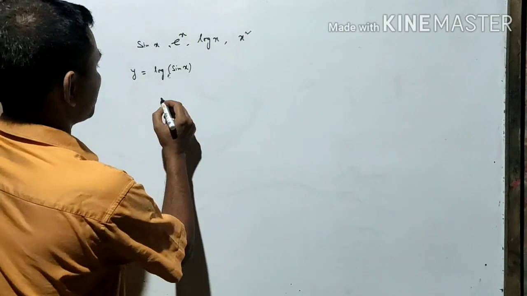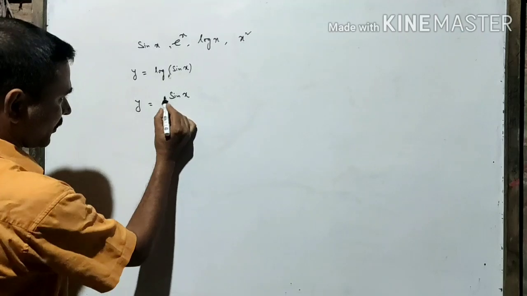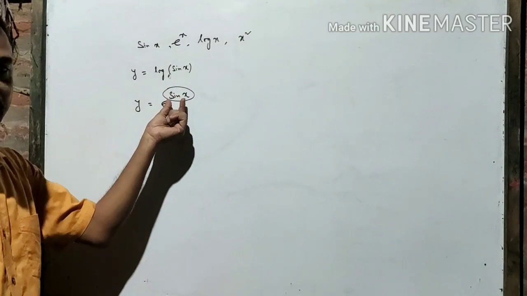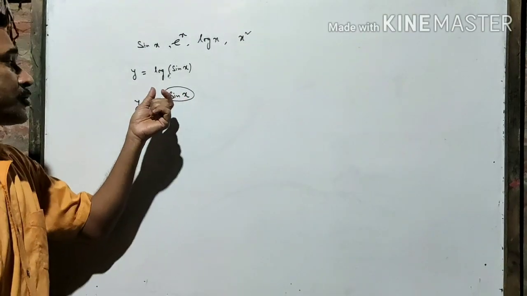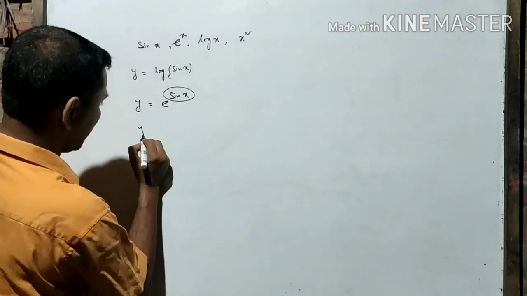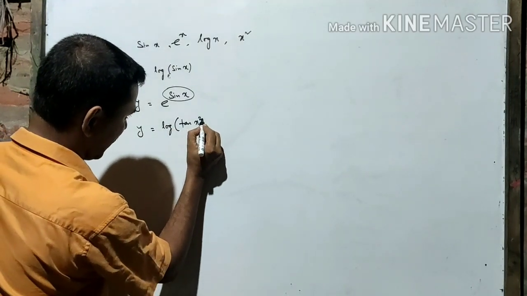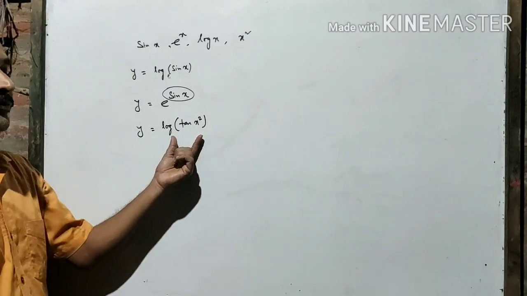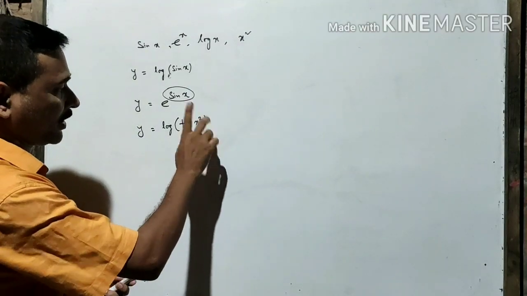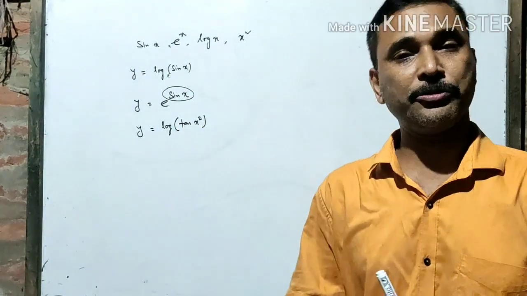Let me write something else also. y equals e to the power sin x. e to the power x is a function, and in place of x we have written sin x. So sin is another function which has come in place of x. So this is a function of function. Another one, say log of tan x square. This is also a function of functions. Here there are three functions: one is the log function, one is the tan function, one is the x square function. We can find the derivatives of such functions by using chain rule.